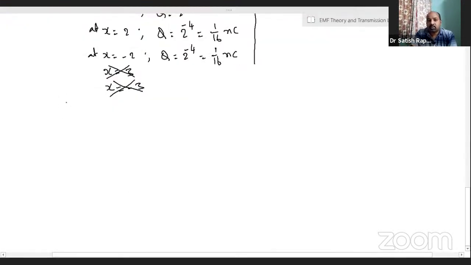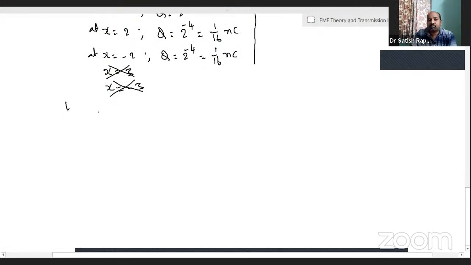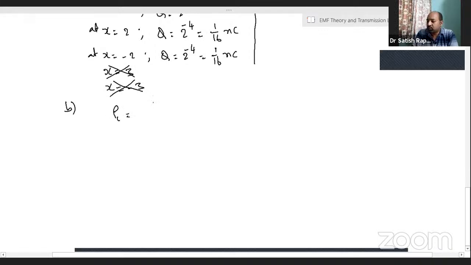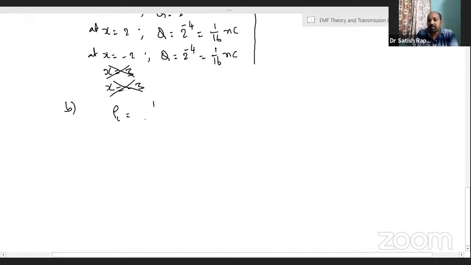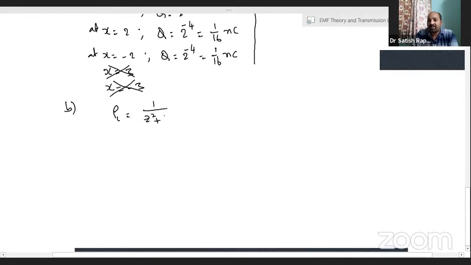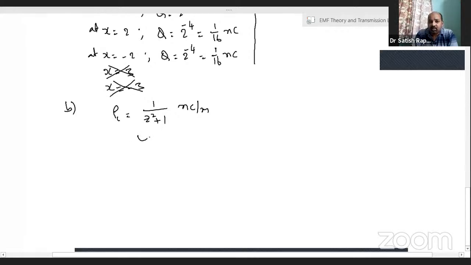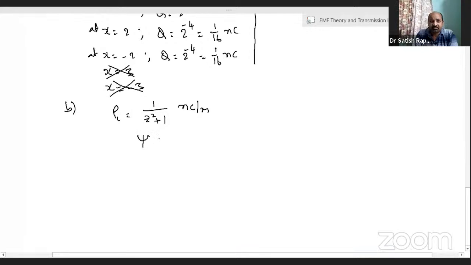And so B bit, what is B bit? Line charge is given, right? Line charge, rho L is equal to 1 by z square plus 1 nanocoulomb per meter. Line charge is given. So therefore, we need to determine total flux leaving the surface.